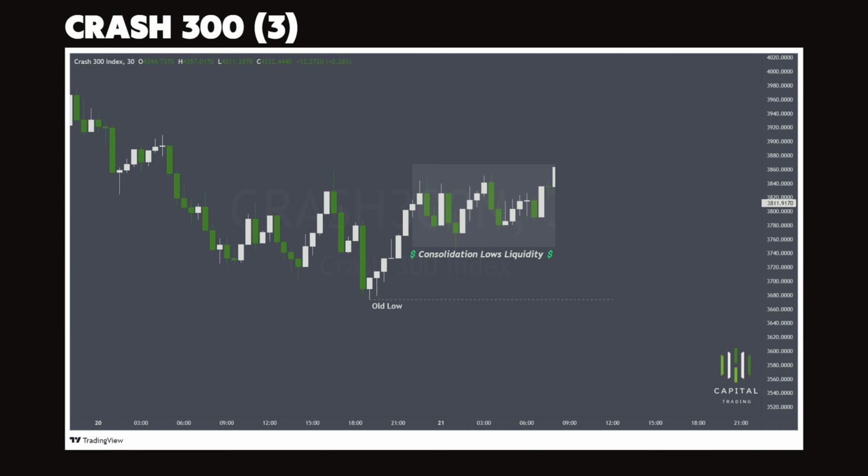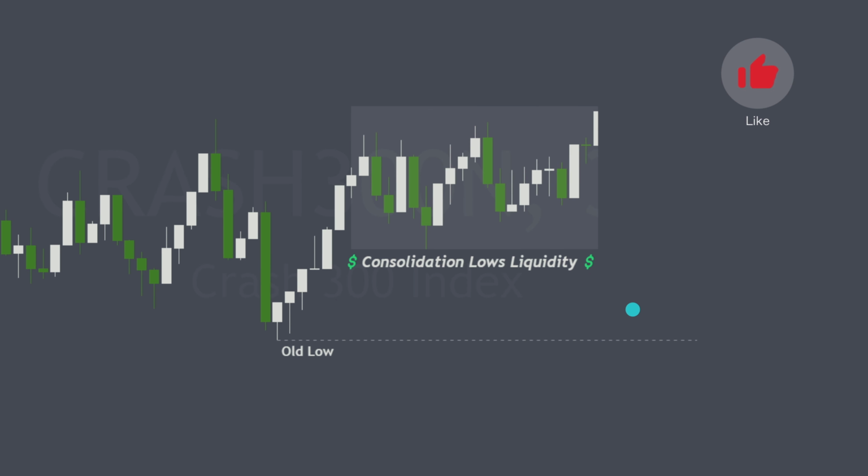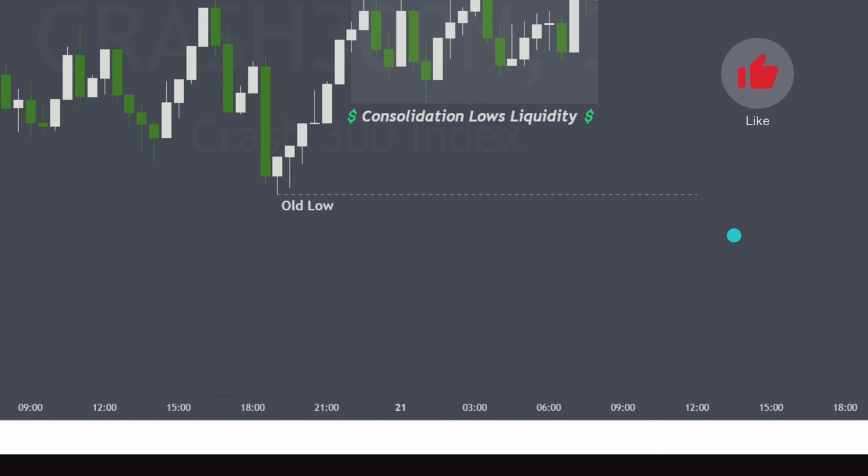This is the Crash 300 third chart. We had them dropping for some time and then coming back up, and then they started moving sideways without breaking any new highs or lows. When that happens, our eyes tend to go to the low side of this consolidation. Then we want to see if they're going to reach into these lows, and also reach into this old low down here.